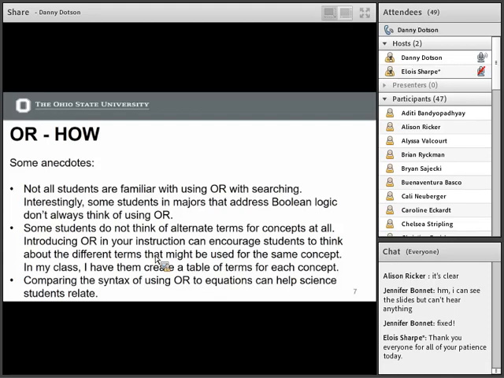So I try to get the point across to them that you need to think about the different terminology. And also comparing the syntax to equations. When I do that, that helps science students a little bit, saying, hey, we're developing just a formula that you can particularly use in order to get across your point.